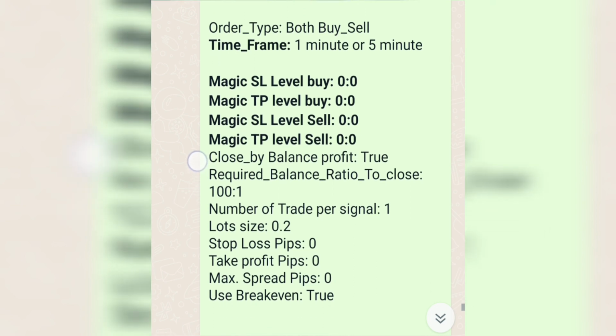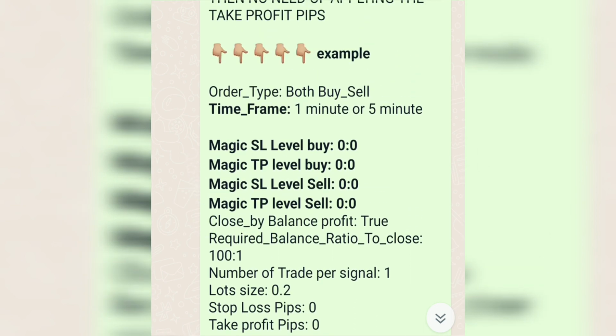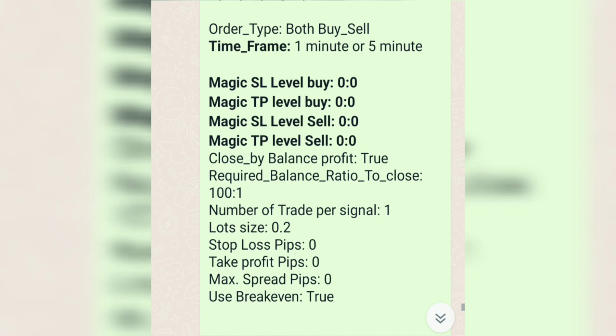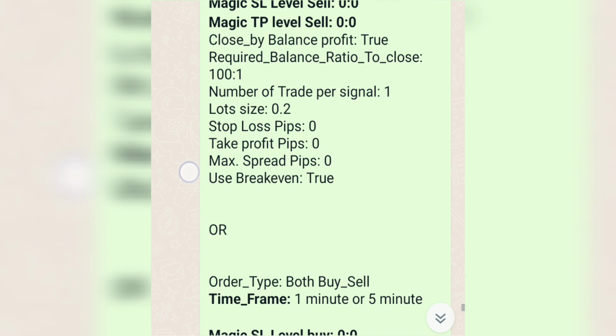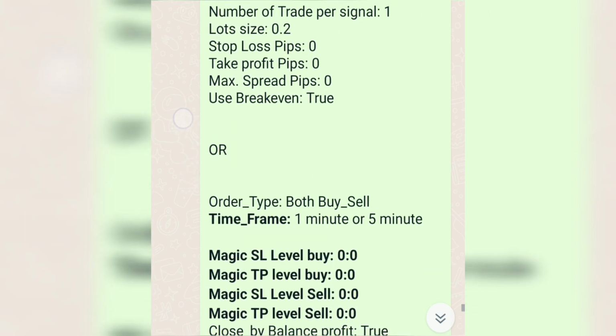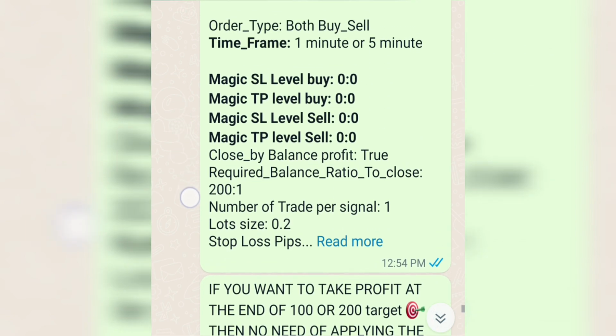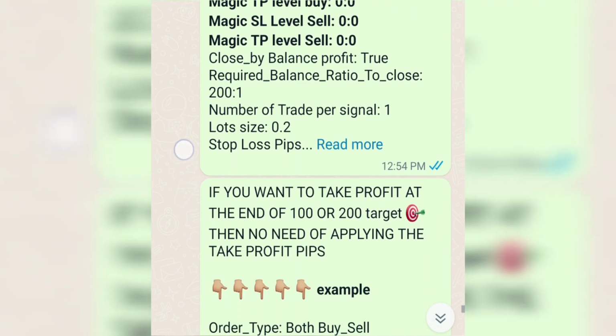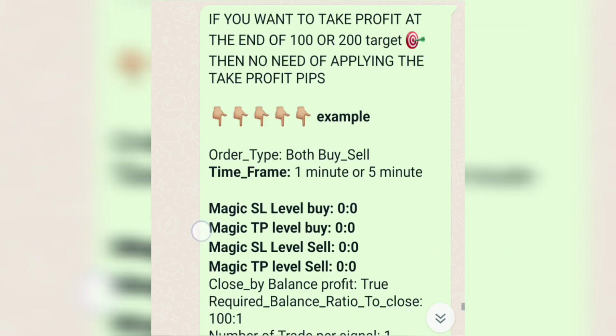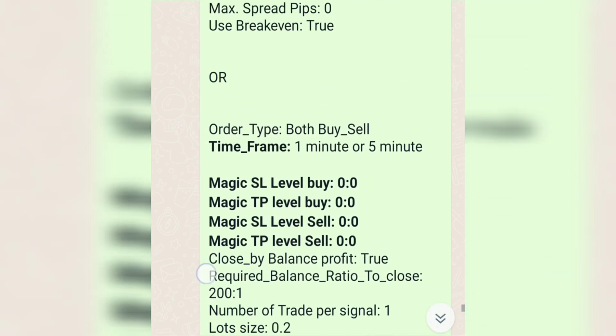So you remove the take profit in pips, so that once the robot picks trade, once you get to your $100, it's going to take profit for you. But $100 is far. You can change it to either $10 or $5, as the case may be. This one is for the one of $200. Let's go to another one.